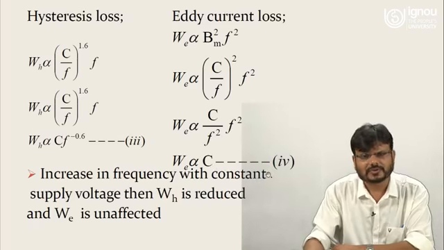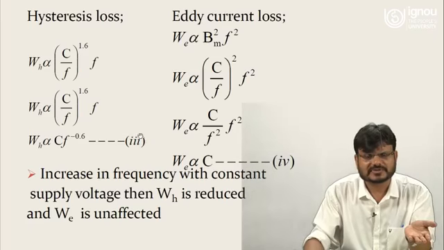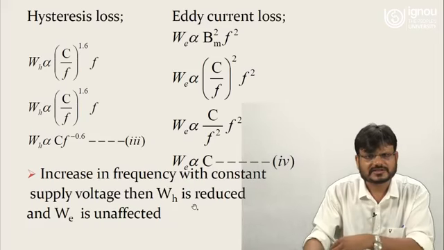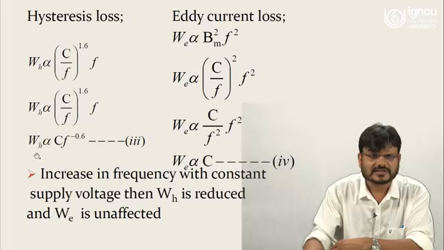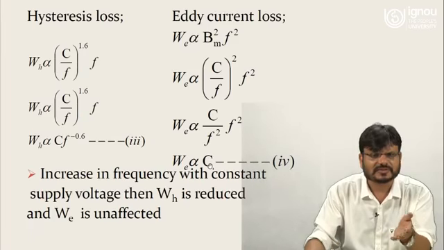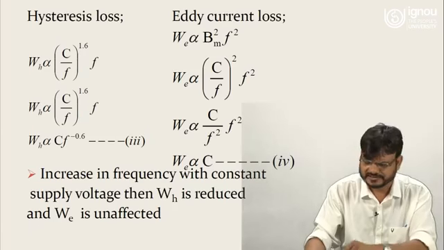So what can you conclude from these two expressions, equation number 3 and equation number 4? With an increase in the frequency at constant supply voltage, you can say the hysteresis loss is reduced, as you can see in the formula. And what is the effect on the eddy current loss? Because the frequency terms are cancelled out, the eddy current loss will always be constant, or you can say it is unaffected.